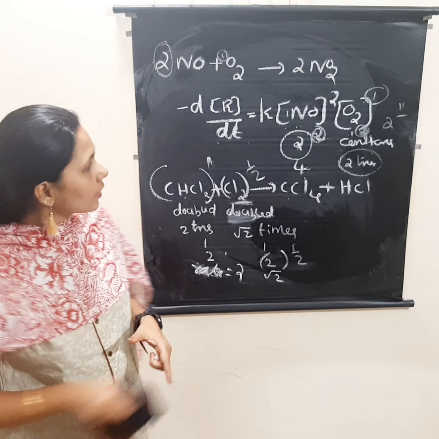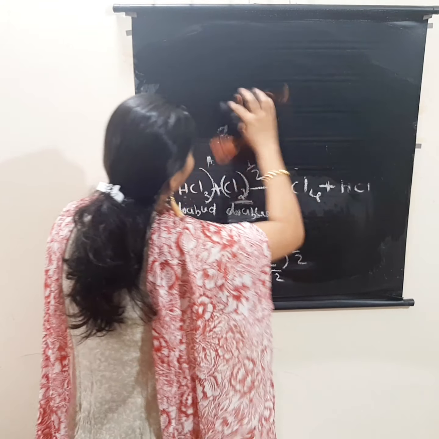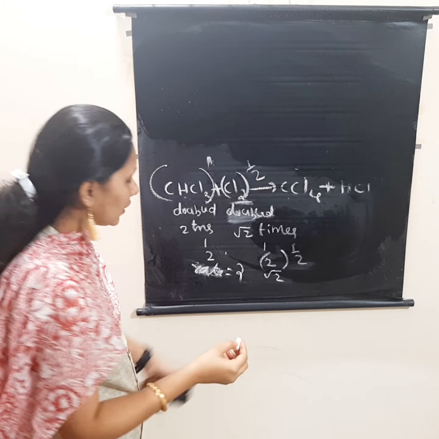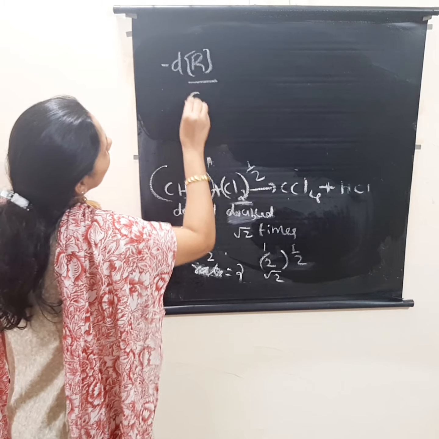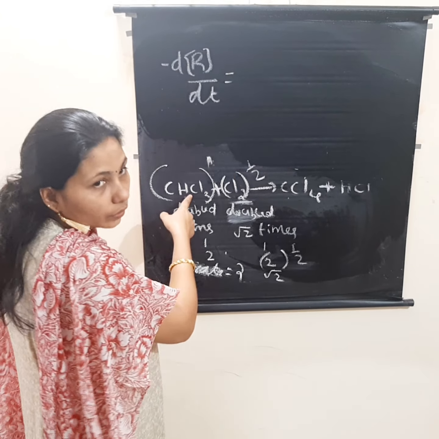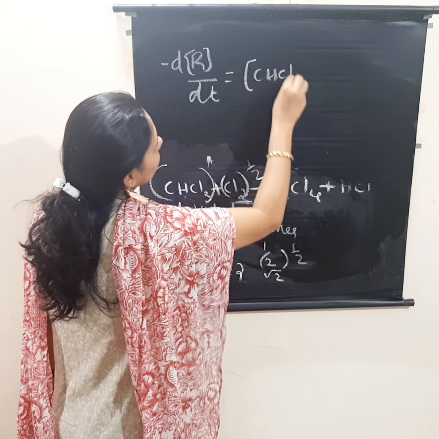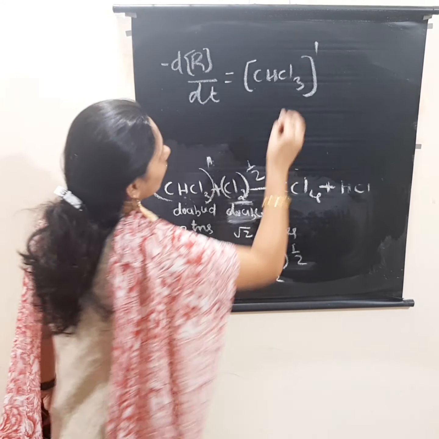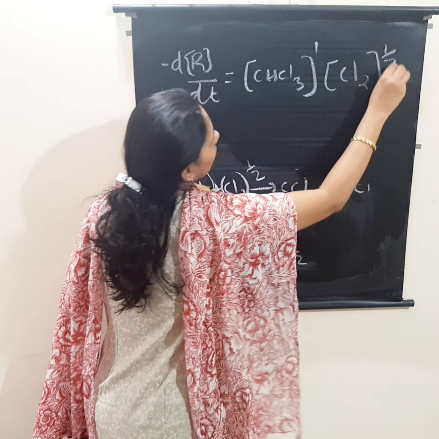So how can we write the differential rate expression for this reaction? Chloroform plus Cl2 gives carbon tetrachloride plus HCl. How can we write? Minus dR by dt equal to, we already know what that is: concentration of CHCl3 raised to 1. The 1 is not compulsory to write. Then concentration of Cl2 raised to 1 by 2.